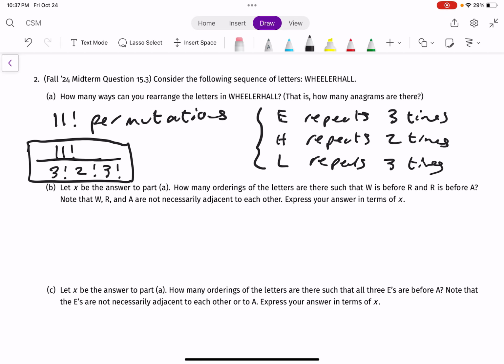So the general idea behind this problem is that if we have a word with repeated characters, to get the number of ways to rearrange the letters of that word, we have to find the number of permutations and then divide by the repetitions, essentially.